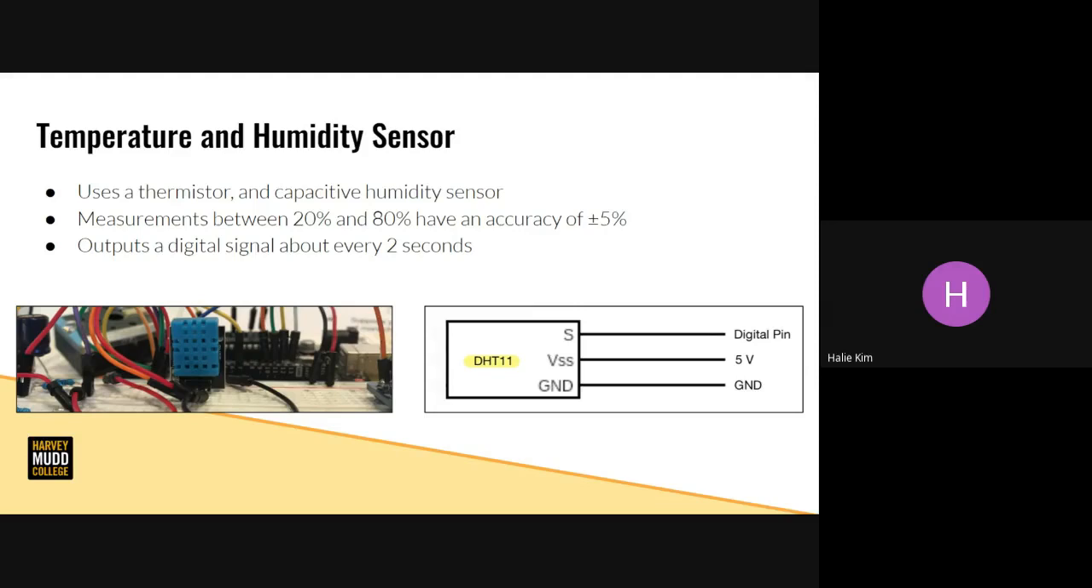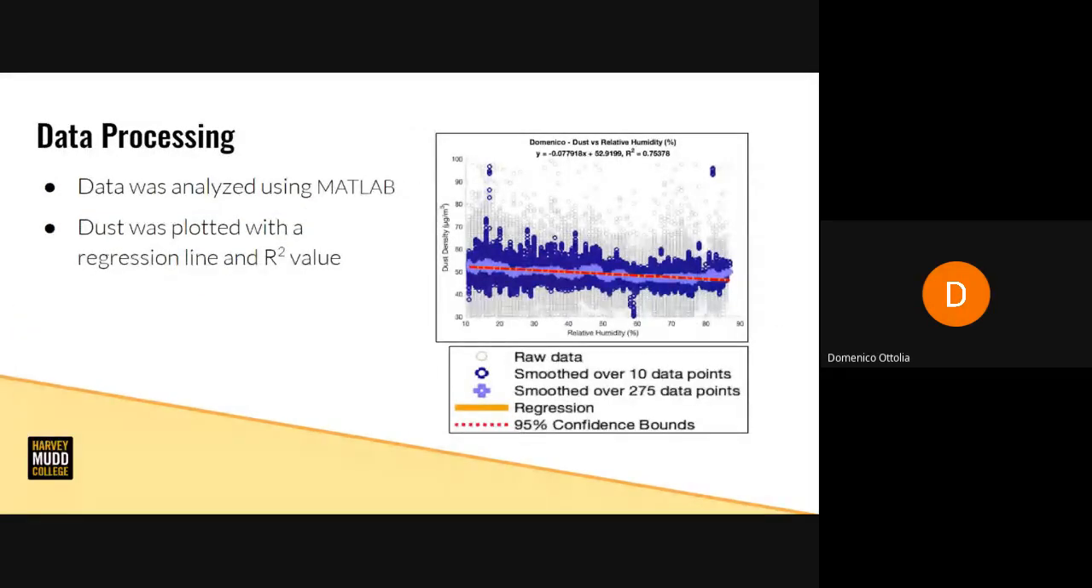period. So we collected data for dust and we plotted this against temperature, light level, and relative humidity. And we created a regression line and R-squared value using MATLAB. But unfortunately, some of the dust data was a little bit noisy, so we used MATLAB to smooth out the data. The gray points are unsmoothed and the blue points are the smoothed data points.